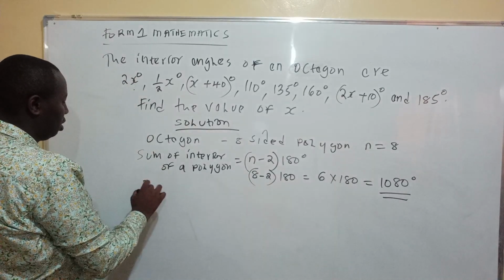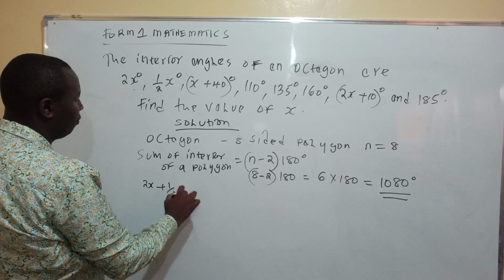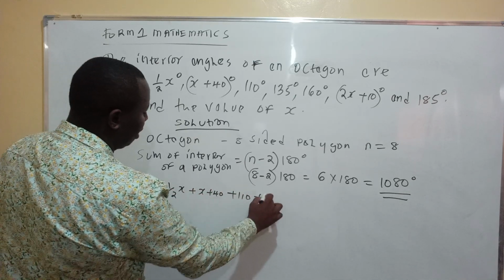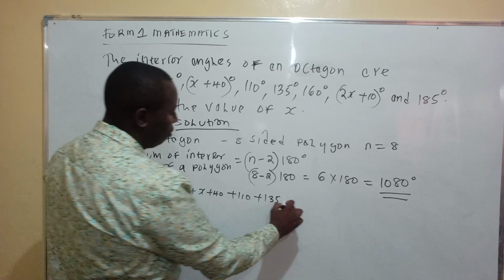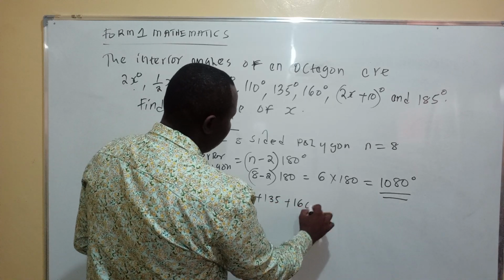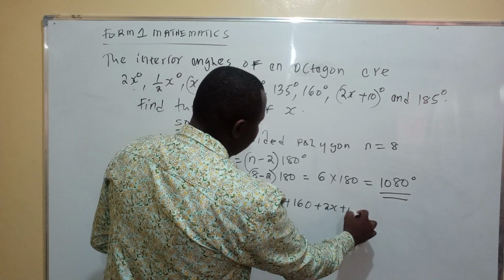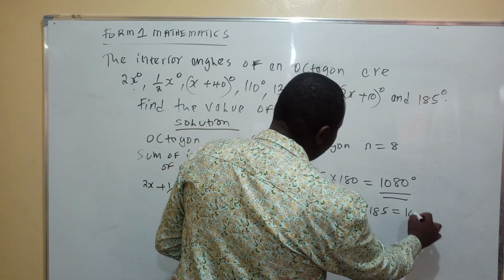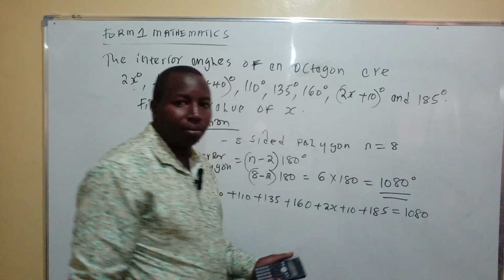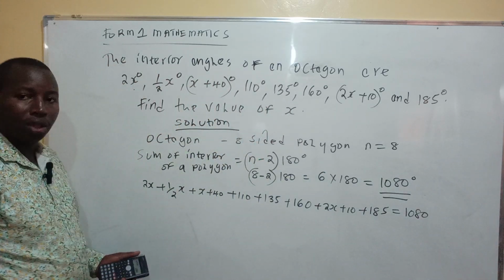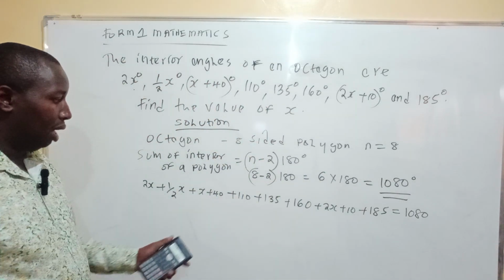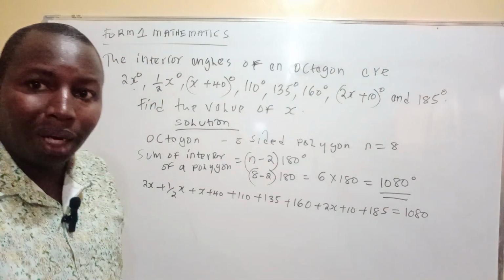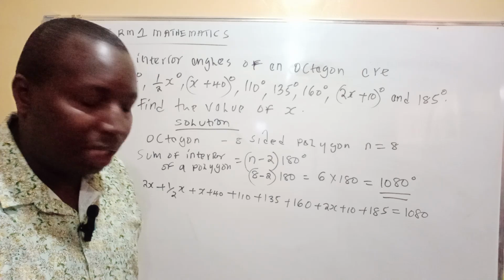So you take 2x plus a half x plus x plus 40 plus 110 plus 135 plus 160 plus 2x plus 10 plus 185 is equal to 1080. All those angles, you add them and equate them to 1080.